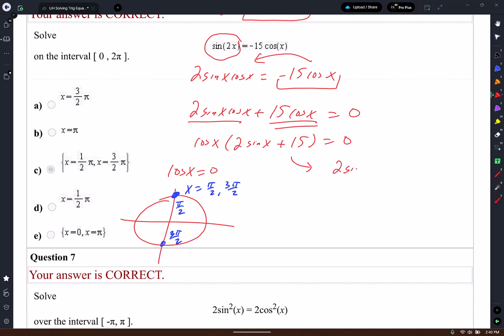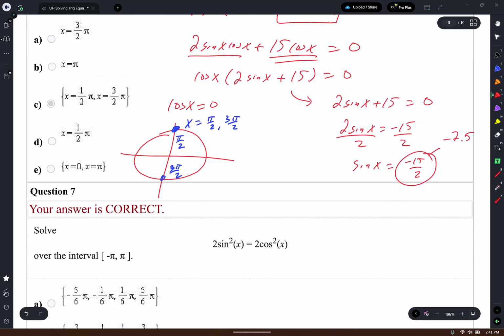Look at this. 2 sine x plus 15 equals 0. Guys, that will never happen. I guess you can continue. 2 sine x equals negative 15. Divide by 2, divide by 2. Sine x equals negative 15 over 2. Guys, this is a number like negative 7.5.